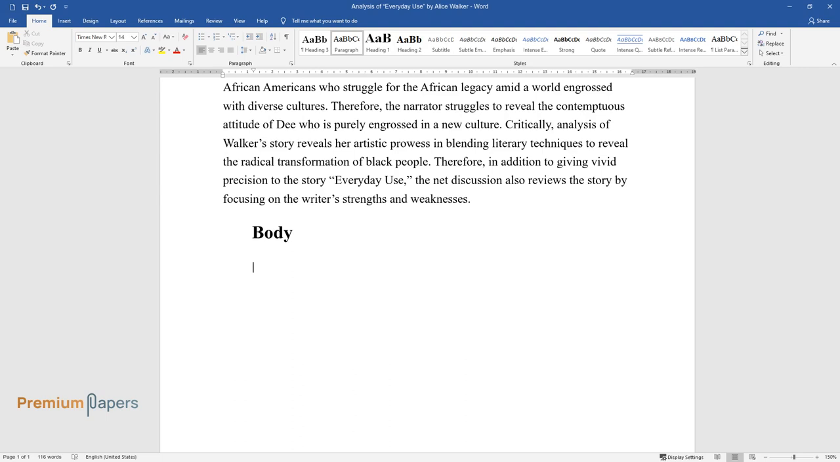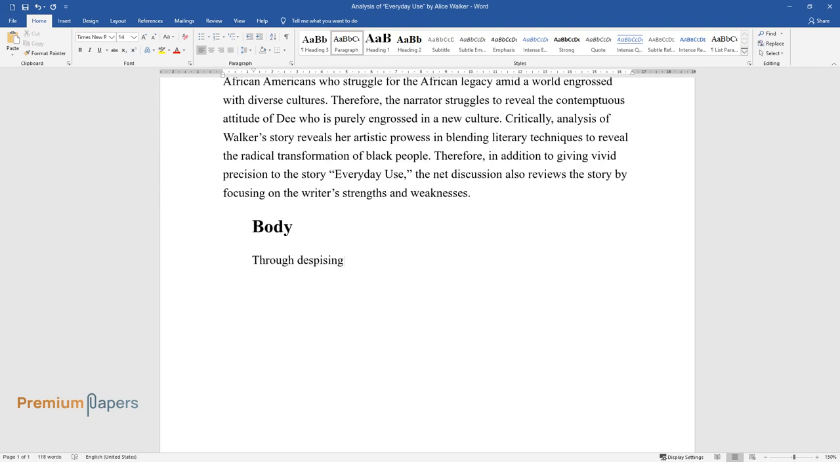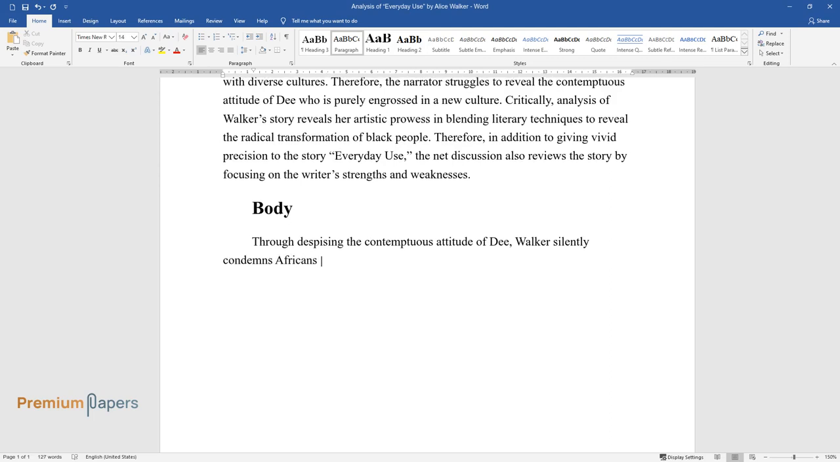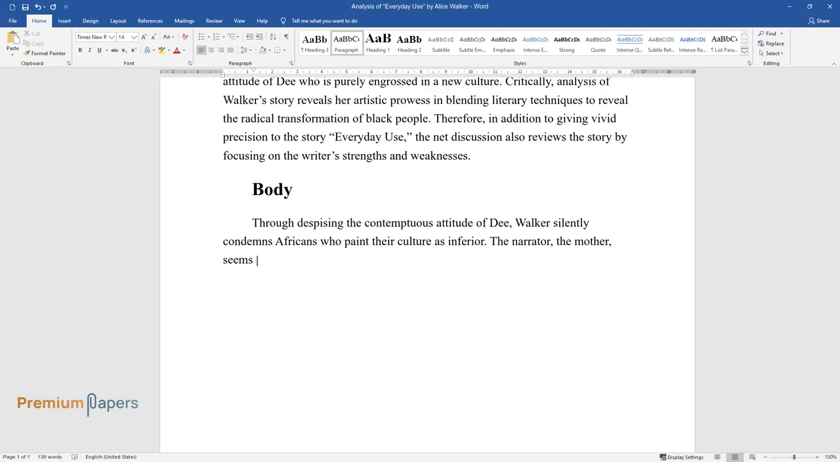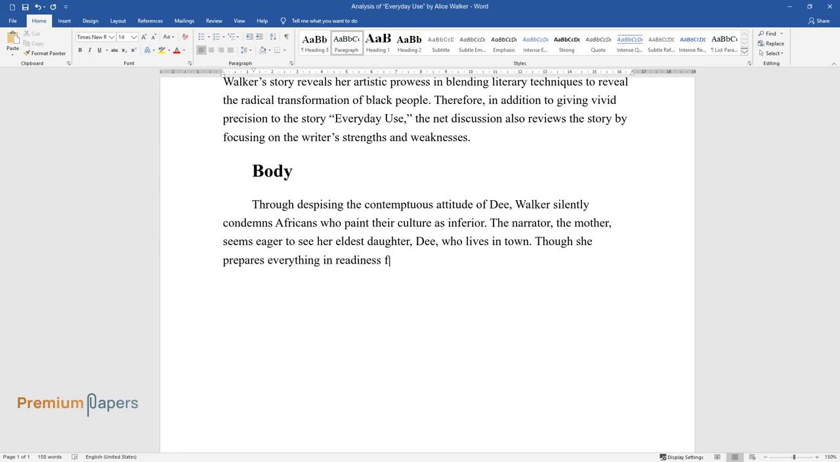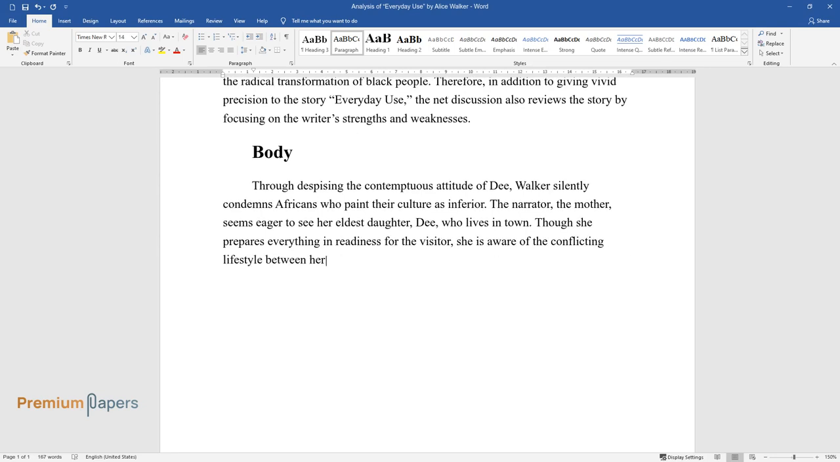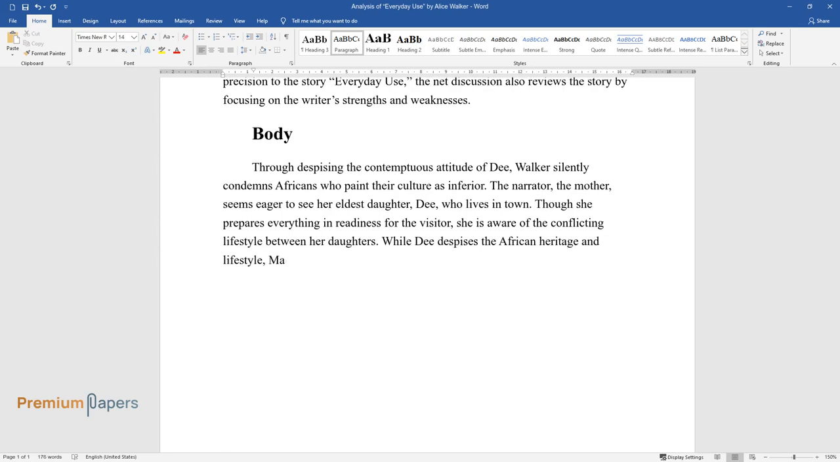Body. Through despising the contemptuous attitude of Dee, Walker silently condemns Africans who paint their culture as inferior. The narrator, the mother, seems eager to see her eldest daughter, Dee, who lives in town. Though she prepares everything in readiness for the visitor, she is aware of the conflicting lifestyle between her daughters. While Dee despises the African heritage and lifestyle, Maggie appreciates it.